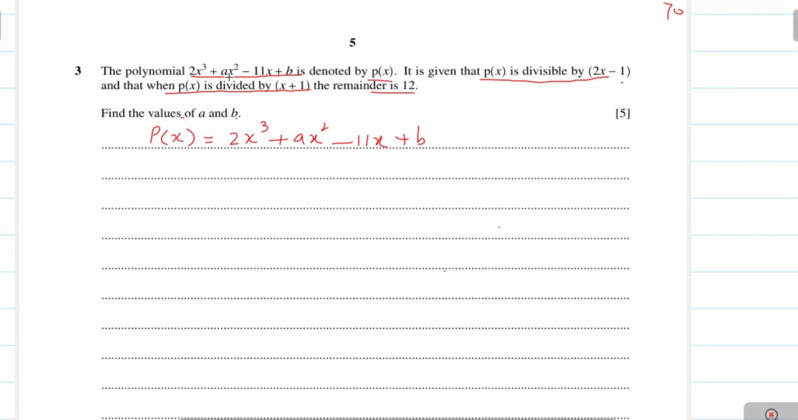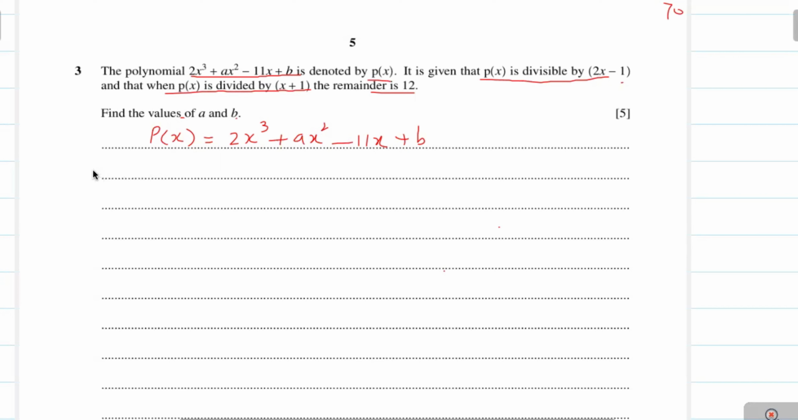Question 3. The polynomial 2x cubed plus ax square minus 11x plus b is denoted by p of x. It is given p of x is divisible by 2x minus 1. When it is divided by x plus 1, the remainder is 12. Find value of a and b. Firstly, we write the polynomial function here.